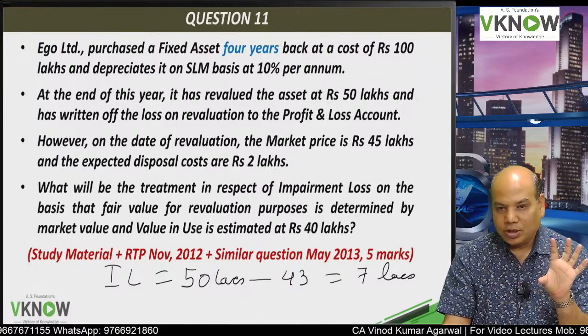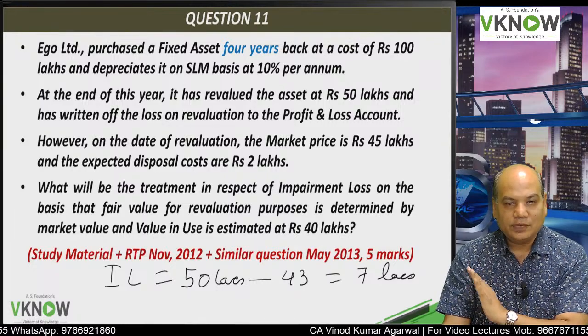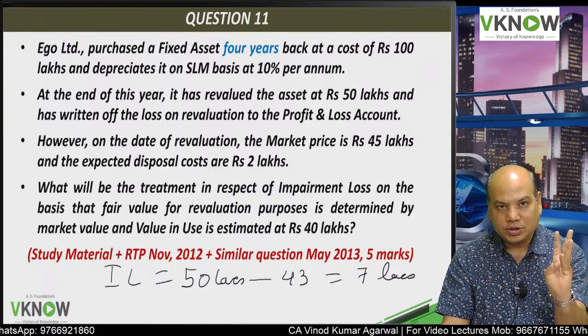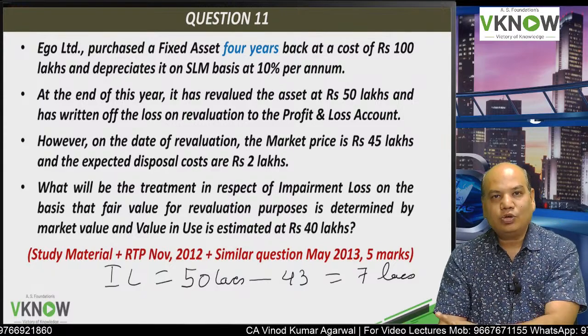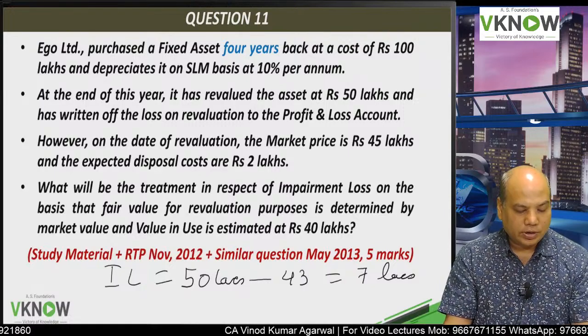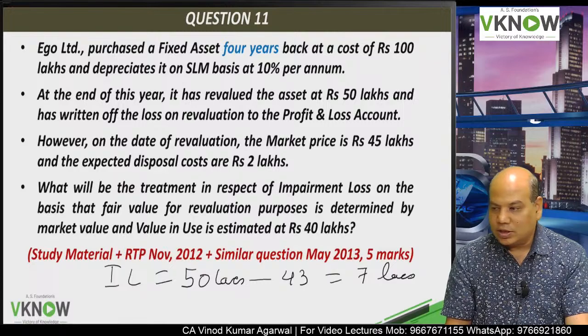Is it right? AS 10 is different, AS 28 is different. First you do depreciation, then you provide revaluation loss if any, and then you provide impairment loss if any. So that was a good question. Please read the answer yourself.